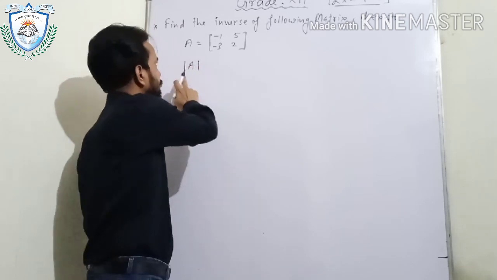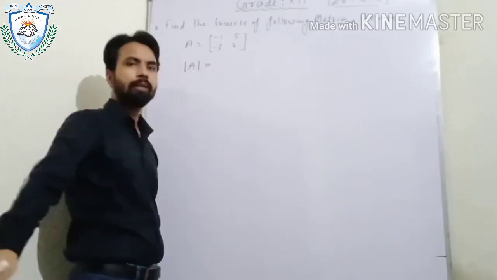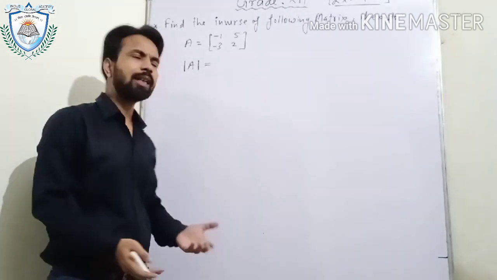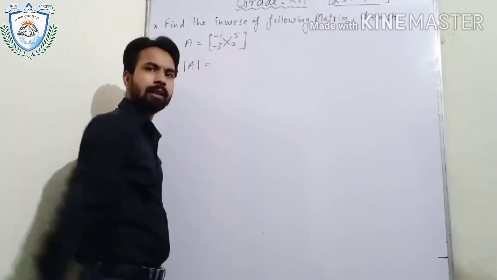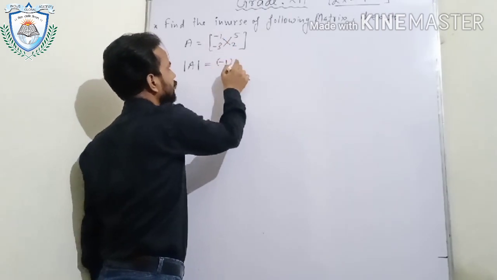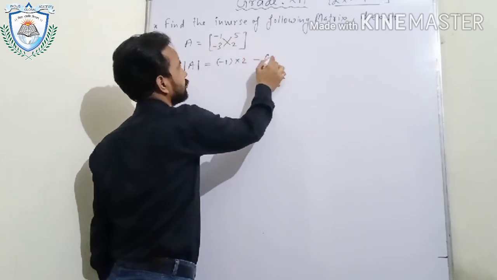So for checking we will have to find the value of determinant of A. This is the symbol of determinant of A. So how can we find the value of determinant for a 2 by 2 order matrix? By simple cross multiplication. This is multiplied by this and this is multiplied by this. So minus 1 into 2, minus 3 into 5.